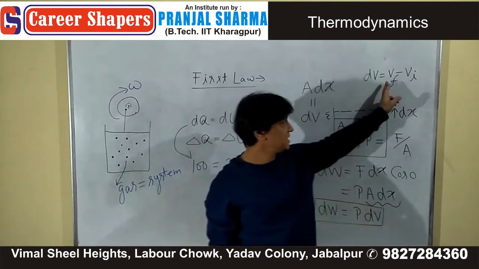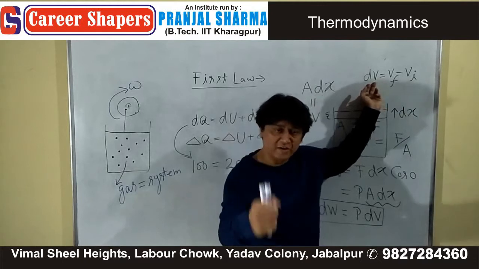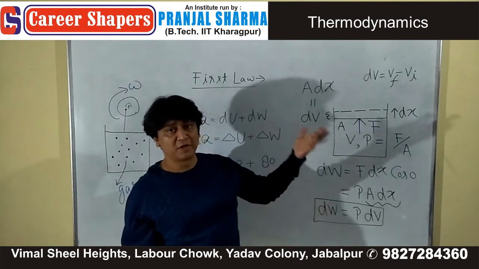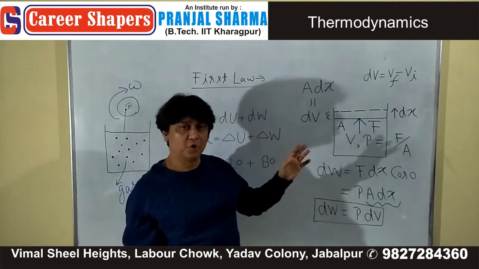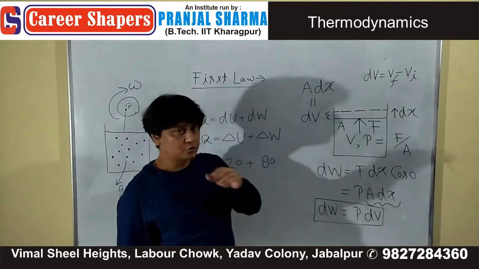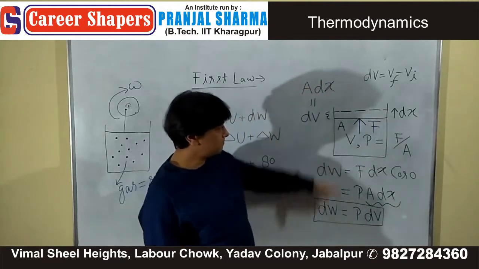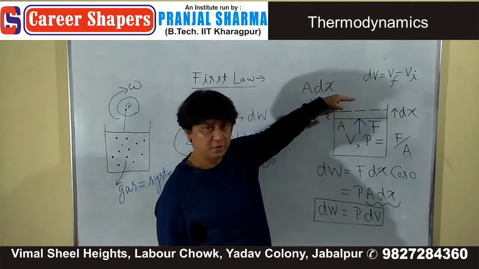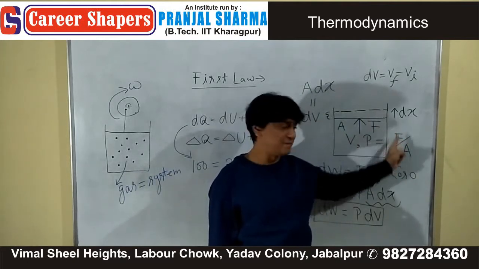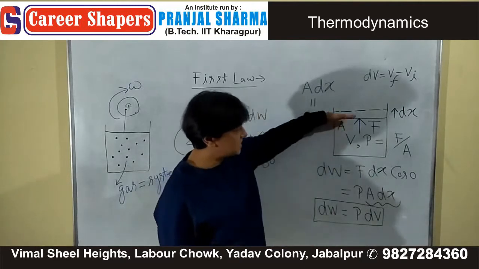And if volume decreases, that means final volume is less than the initial. That will give you dV as negative. If dV is negative, your dW will be negative. And therefore, when you say that volume increases, work done is positive. If volume decreases, work done by the system, by the gas, is negative. Now, you can also understand this positive and negative with the help of this diagram. If this piston is going up, which we have used in this equation, then force and displacement both are in the same direction, and therefore we are using cos 0. Now suppose the second situation where this piston is coming down.